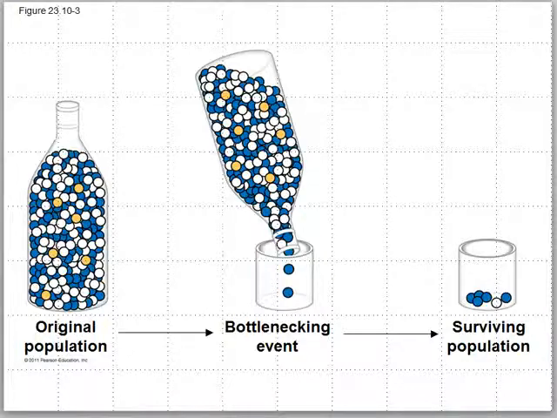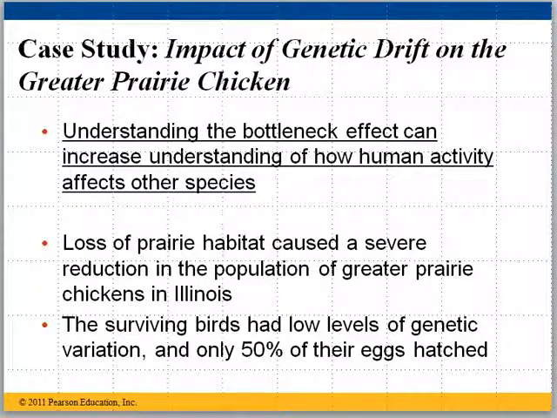Usually the bottleneck effect is caused by some type of natural disaster or major environmental change, but actually humans have such an impact on the environment now that humans can be the cause of this bottleneck effect. So understanding this bottleneck effect helps increase the understanding of how our activity affects the species and the environment that those species live in. A good example in the textbook is this particular bird, this land bird called the greater prairie chicken. And this greater prairie chicken lived throughout Illinois and Kansas and Nebraska in the grassland areas.